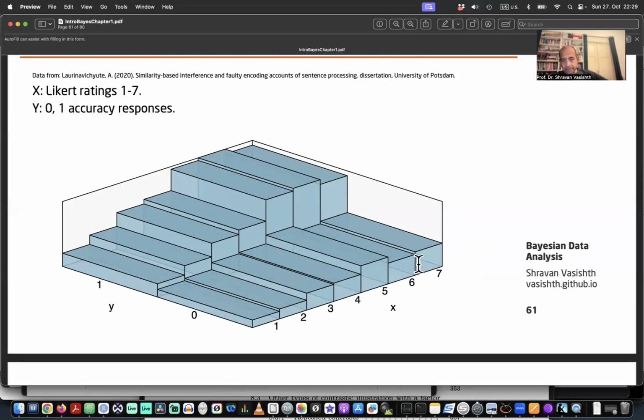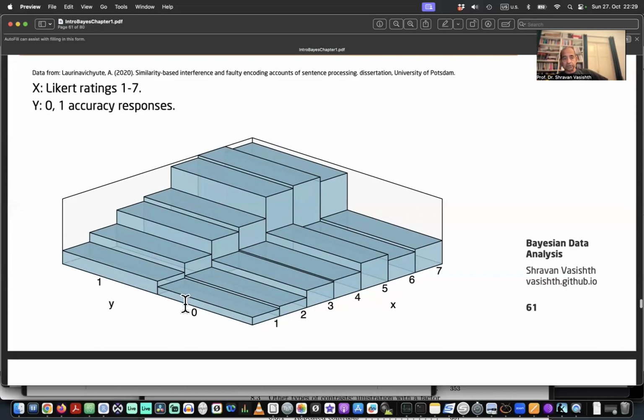So intuitively, if I look at this plot, what I can see is that there is a higher proportion of correct responses overall than incorrect responses, and there's an increase in the proportion of correct responses when the Likert rating goes up. When a Likert rating is 7, then the probability of a correct response is higher than when a Likert rating is, let's say, 1 or something like that, right? So that's what this plot is showing us.